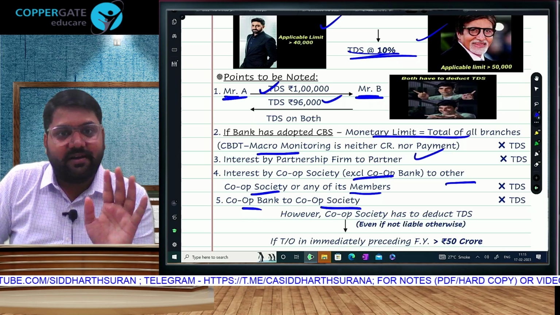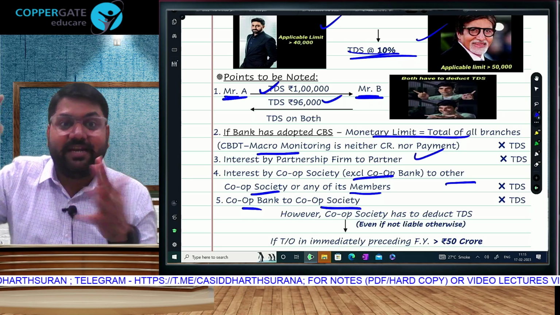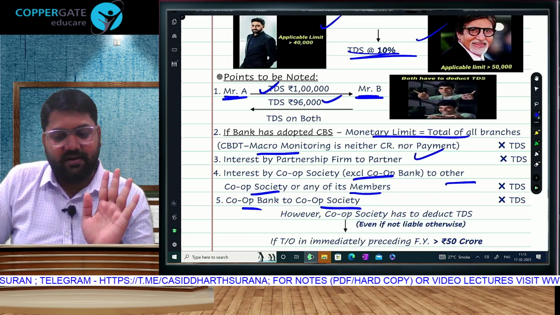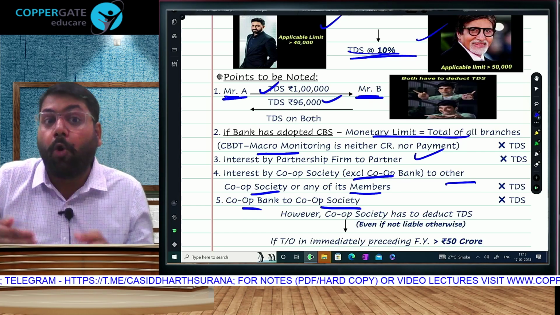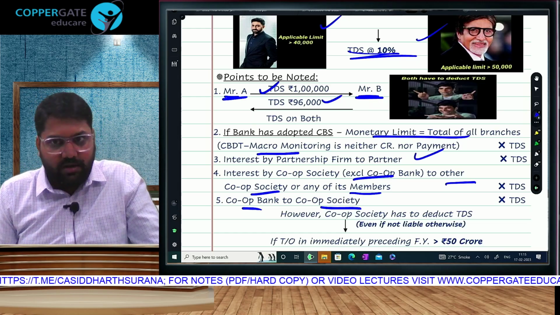Or let me put it this way, if the receiver of interest is a cooperative society, then no one will deduct TDS, neither the cooperative bank nor other societies. If the receiver of interest is any outsider, then both will deduct TDS. And if the receiver of interest is an own member, then the cooperative bank will deduct, but the cooperative society will not deduct.